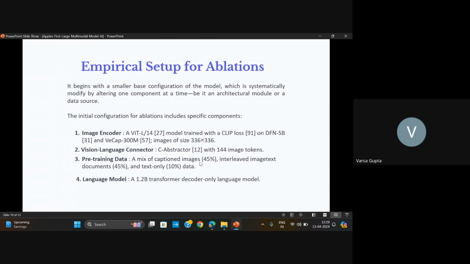CLIP stands for Contrastive Language-Image Pre-training, and it is a framework that learns joint representations of image and text. In this image encoder, the model learns to associate images with their corresponding textual descriptions, and images of size 336 by 336 are passed as the input to the model.